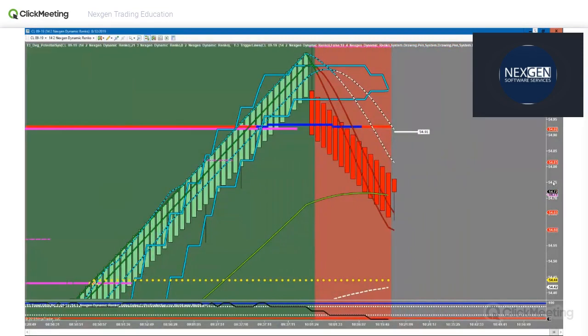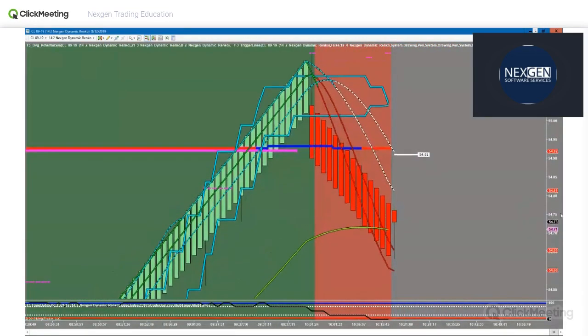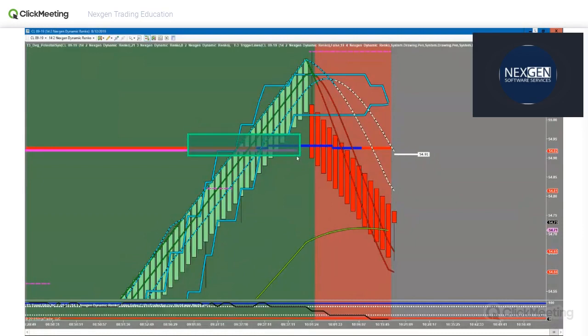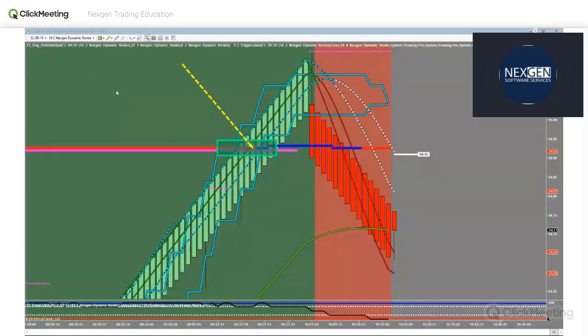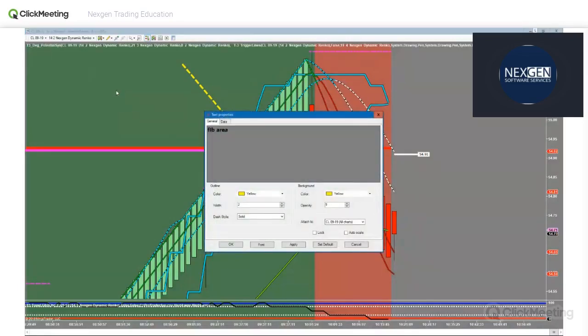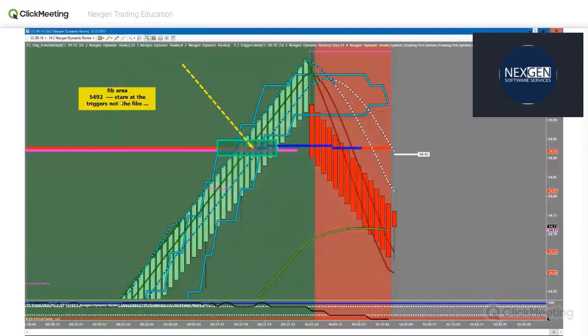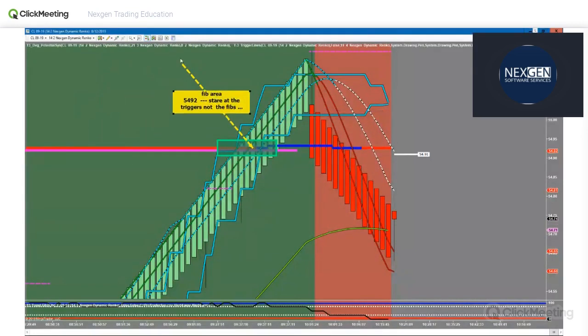I want you to think about something. Watch the visual difference here. And I don't know if it's going to hold or not, but look, we're going to talk about fib area 5492. Okay, not aliens or anything crazy like that. Just fib area 5492. Stare at the triggers, not the fibs. Because you have to look at the fibs, but you really have to look at the triggers.